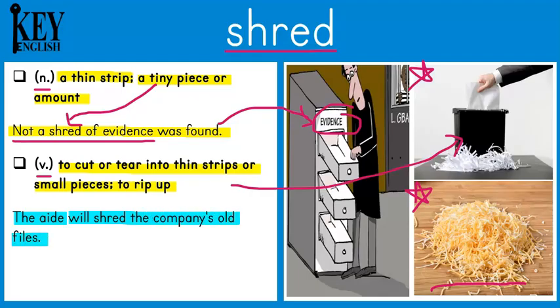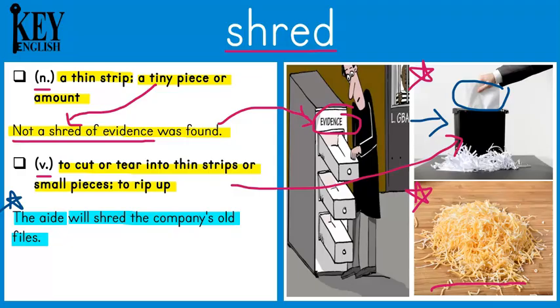And files can also be things like paper. So this sentence is just talking about someone shredding the paper like in this picture here. You can shred a paper using machines like this, or you can just shred it with your hands by ripping it apart into small pieces.